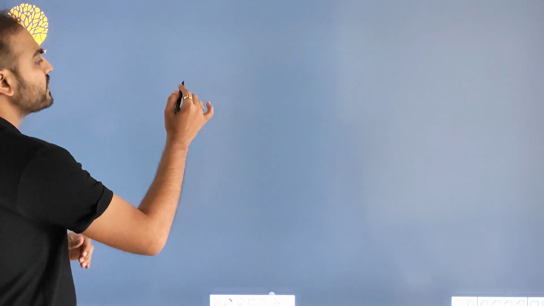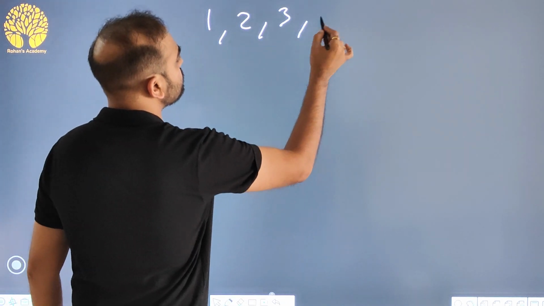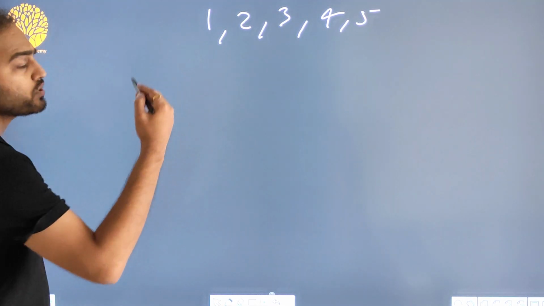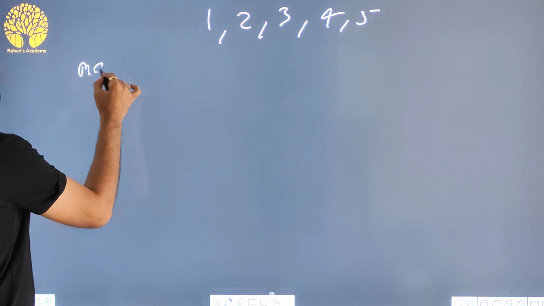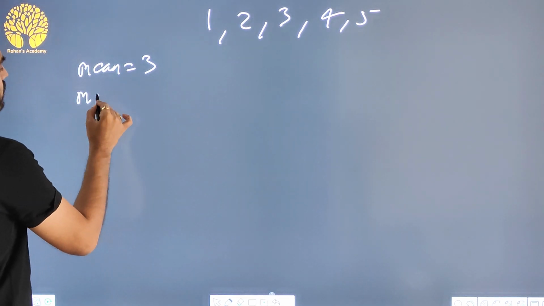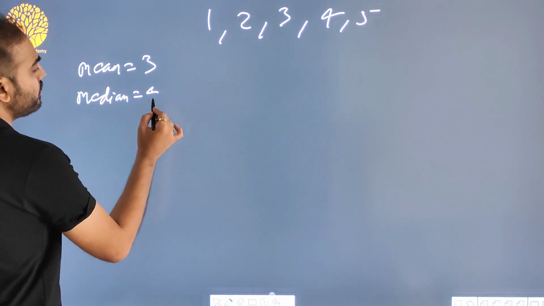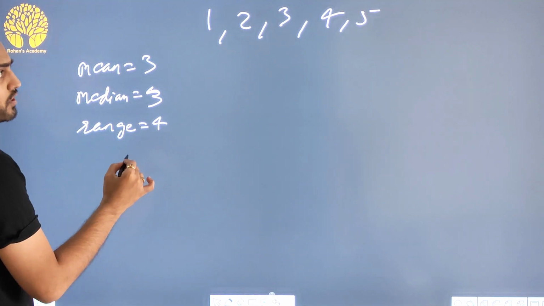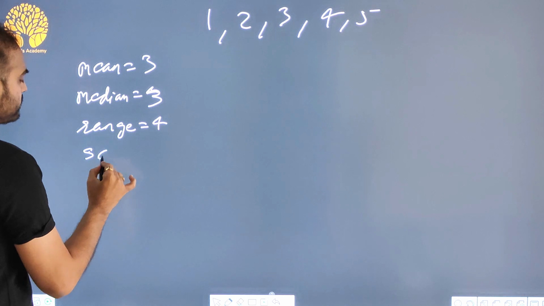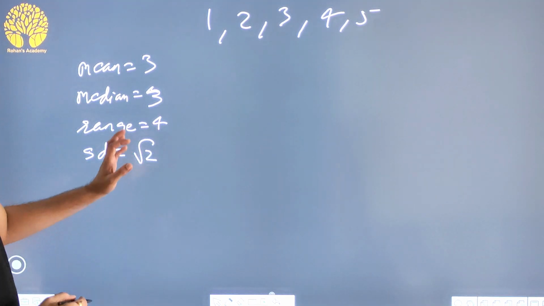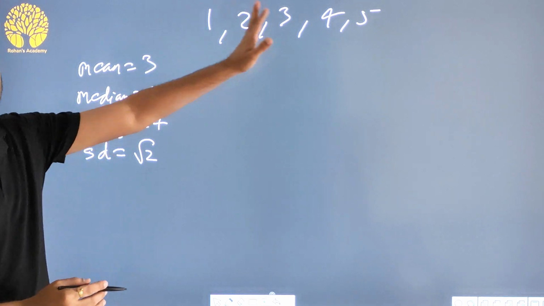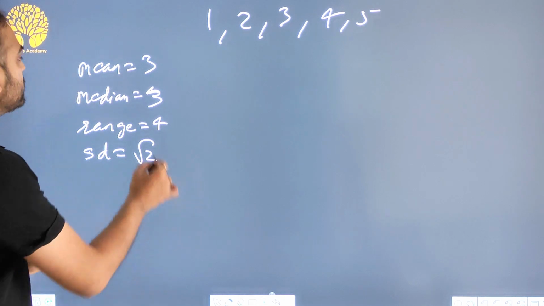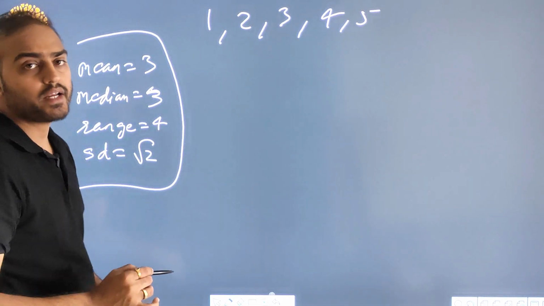Now, let's take an example. Say we have 5 values, 1 2 3 4 5. If I look here, the mean is 3, median is again 3, range is 4, 5 minus 1, right? And standard deviation is root 2. Those of you who are interested in standard deviation, you can actually solve it and find. So these are the values that I already have in my data set.